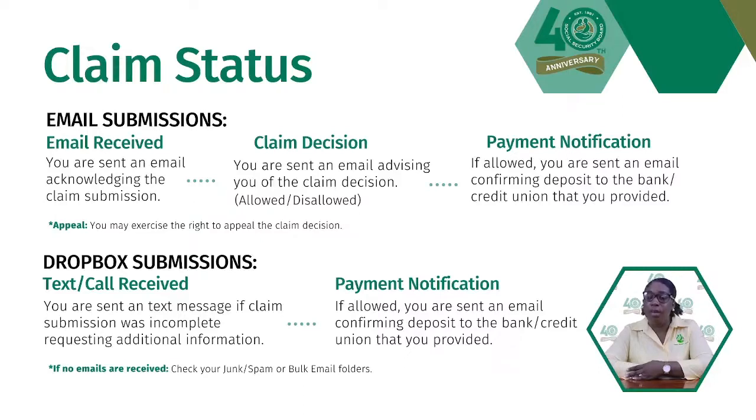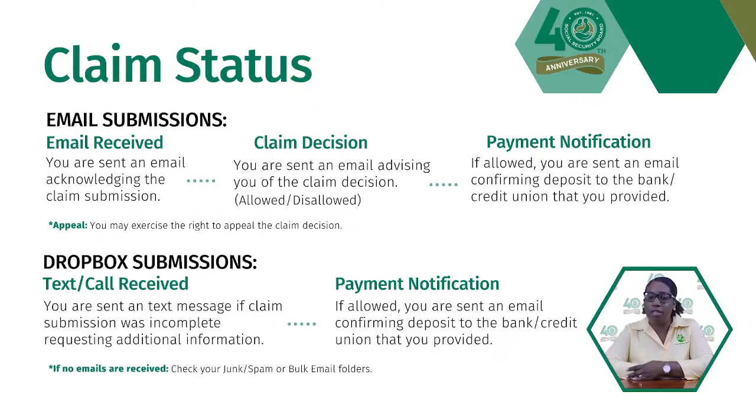Now, if you submitted your claim to us via the Dropbox option, you are going to receive a text message from us if there's something missing from your claim. If there's nothing wrong with your claim, you can expect a payment notification email from us as well. You are going to be told that your payment was approved, it was allowed, and you can expect payment to your bank or credit union account.